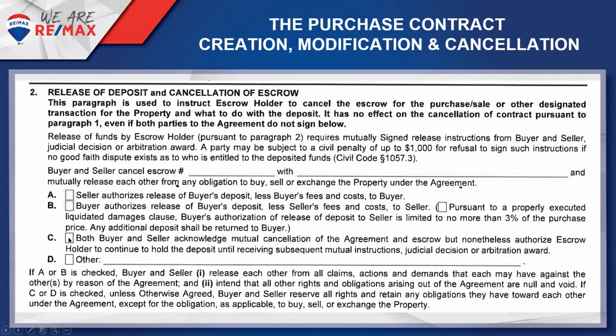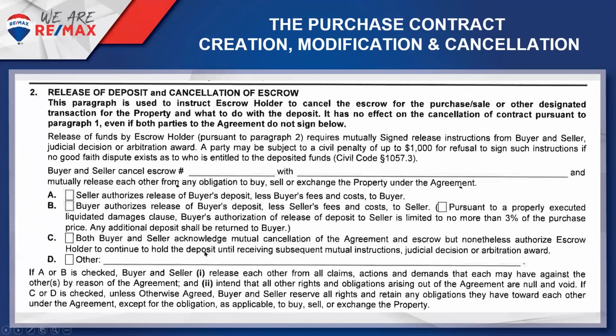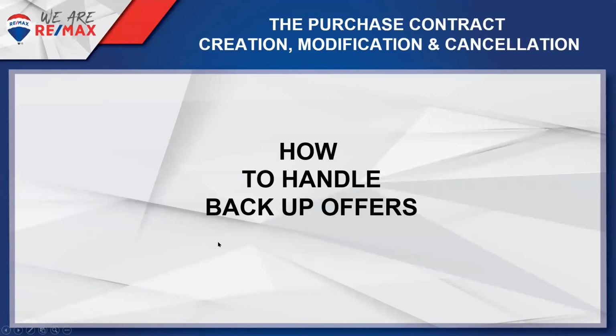If those are checked, A and B, the parties release each other from any other liability. If C or D is checked, buyer and seller reserve the right to go after each other. Basically, they have other opportunities to pursue this issue, even though they've canceled the contract. So C and D are not the best boxes to check from the standpoint of any other rights they might have towards each other. So D especially can be very problematic. Okay. Try to wrap it up here in a couple of minutes.